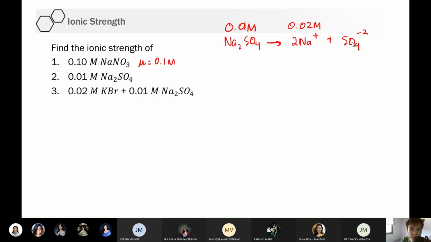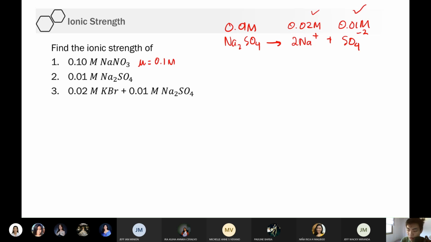How about sulfate ion? Sulfate ion has the same coefficient as sodium sulfate, so that means they will have the same concentration, 0.01 molar. So again, when you have coefficients, you multiply it with the original concentration to get the actual concentration when that ion is dissolved. So now we have the concentrations of our ionic species.